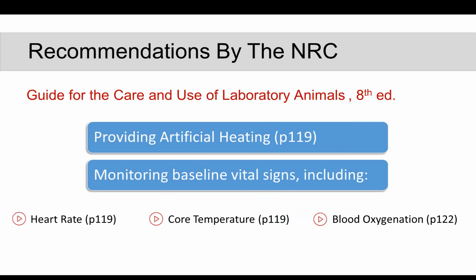If any of you work in animal facilities, I'm sure you're very familiar with IACUC facilities, so you probably should know about the Guide for the Care and Use of Laboratory Animals. Some things that are very important as far as these committees go is providing artificial heating to the animal during surgical procedures, as well as the monitoring of baseline vital signs, including the heart rate, core body temperature, and blood oxygenation levels.